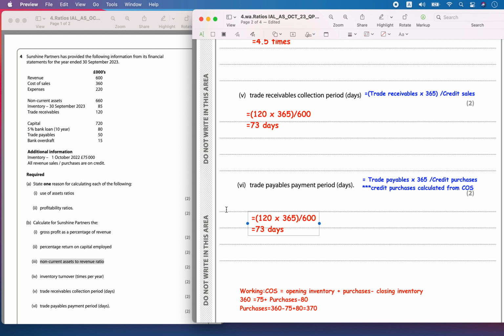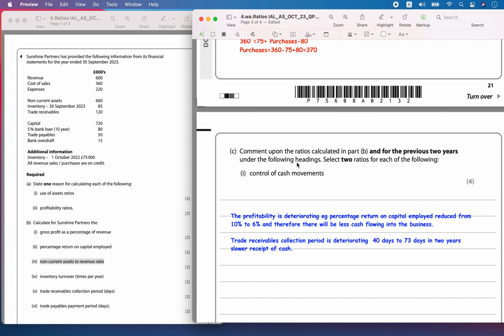So trade payables was around 50, and the purchases were at 370. Okay, so 50 times 365 divided by 370 is equal to 49.32 days. Okay, so 49.32 days.